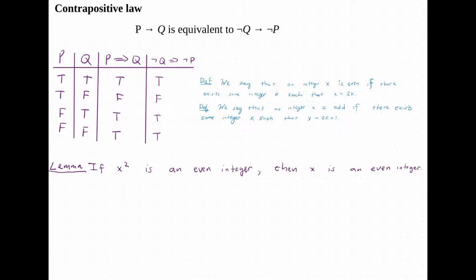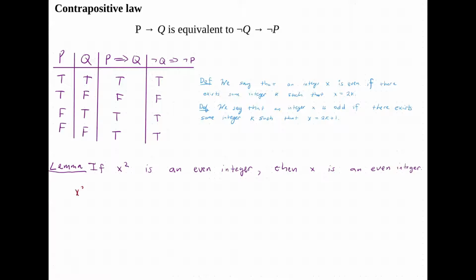So I'm going to go ahead and copy the definitions we had for even and odd, and we're going to use this to prove that if x squared is even, then x is even. And so here is our statement, so our lemma, that we're going to prove: if x squared is an even integer, then x is an even integer. So now if we try to approach this directly, what would happen? So before we get into the proof, let's discuss what happens if we went about this just by the definition.